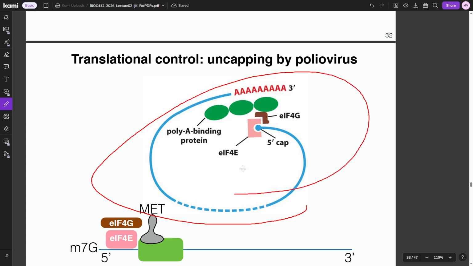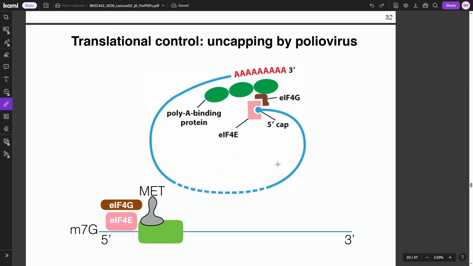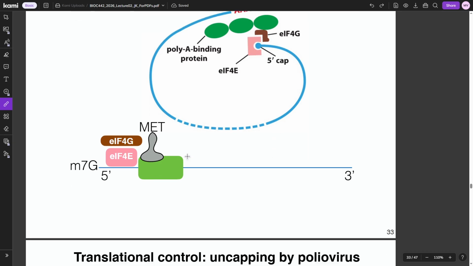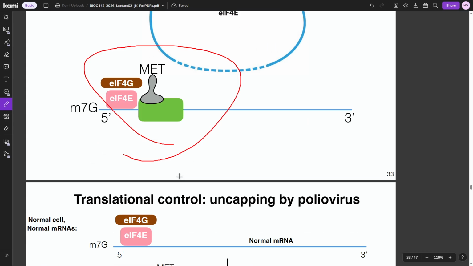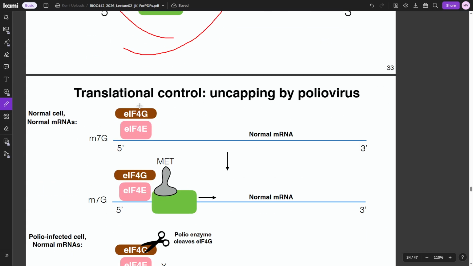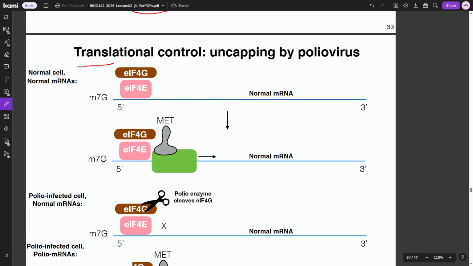In eukaryotes, we have this machinery that is used for translation, and this is kind of what it looks like normally. So, normal mRNA translational control, uncapping by poliovirus. In a normal cell, you have your EIF4G, your EIF4E, and then you bind your small ribosome subunit, your methionine, and everything's great.